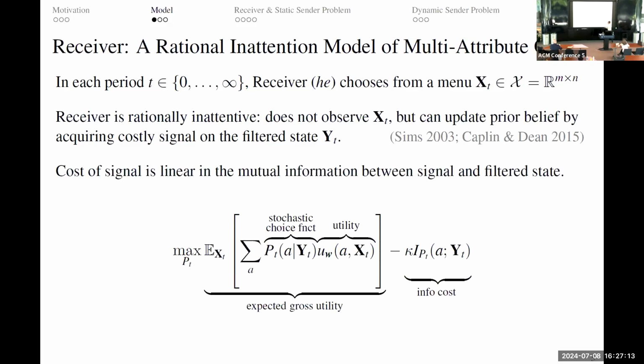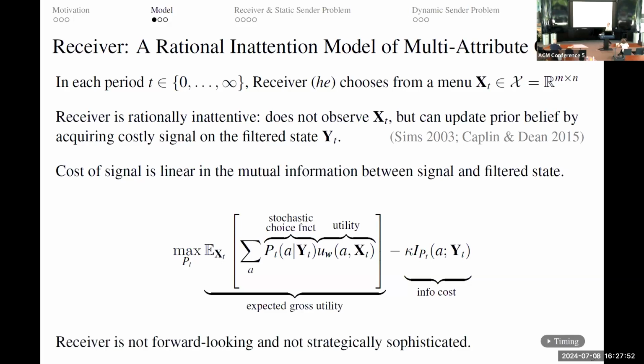And as is by now well known in that literature, there's an equivalent formulation of that problem in terms of the receiver choosing a so-called state contingent stochastic choice rule, which is simply the conditional probability, conditional on the filtered state, of choosing any choice alternative A. And they're choosing this stochastic choice rule so as to maximize expected utility, which depends on the utility of the chosen action from the menu, parameterized by some preference vector W. And from that expected utility, we're subtracting the information cost, that's the bounded rationality part, which is linear in the mutual information at a marginal cost of kappa per bit of information.